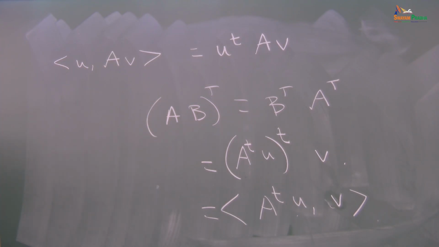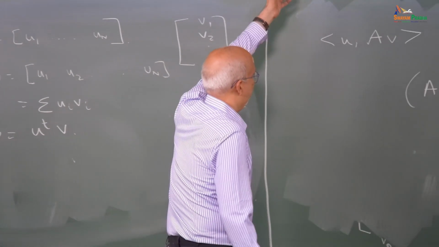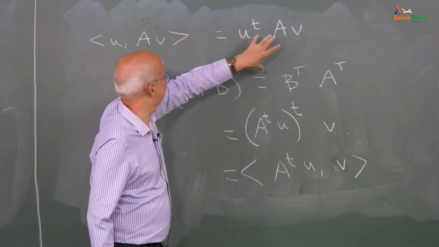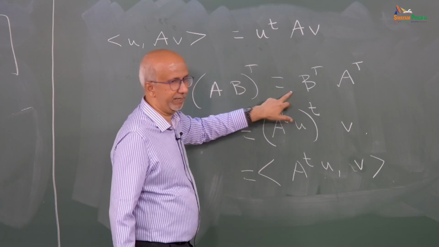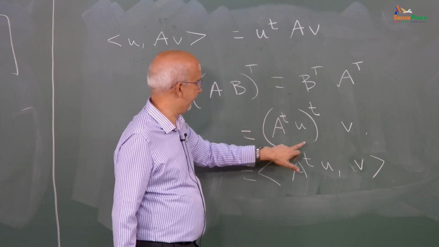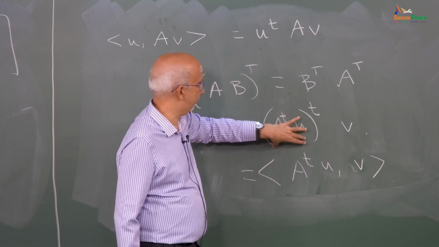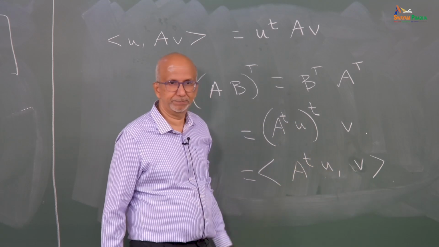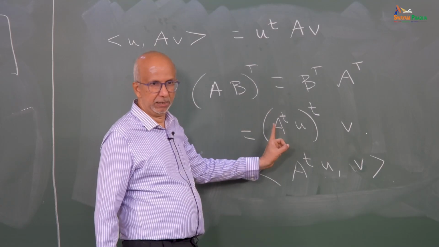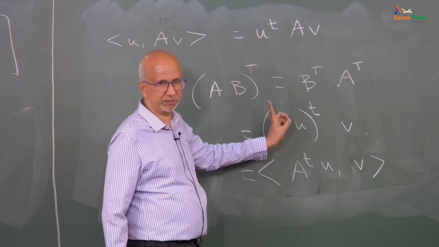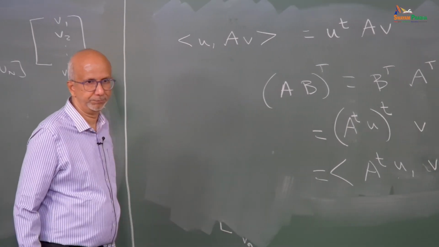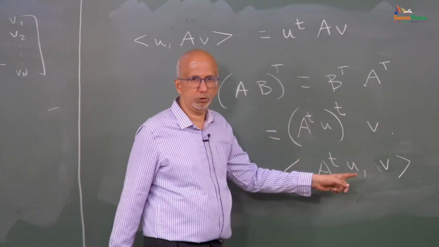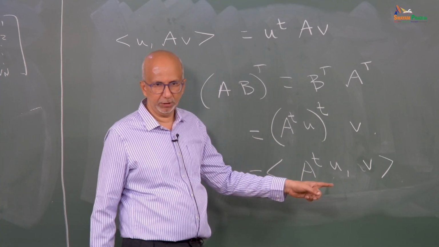Let me just repeat what I have written here. This is the definition. I am just treating A v as some vector, you get this, then use this identity and write it as A transpose u, v, and this is now my first vector, that is my second vector. So, this is the inner product of the first vector times the second. You can go backwards. If you have difficulty coming like this, go backwards, it will become clear. So, what do you see? This is going to be true for any u and v.